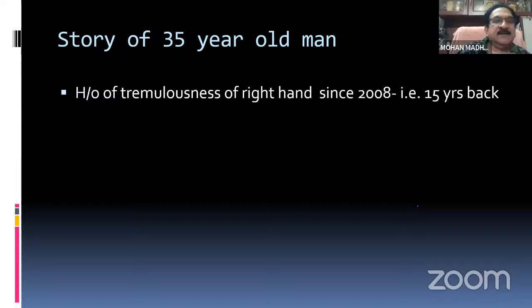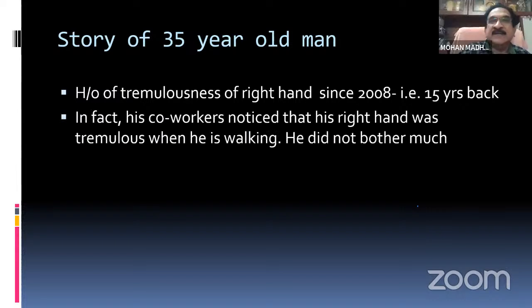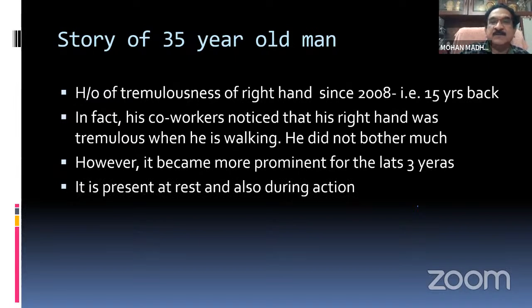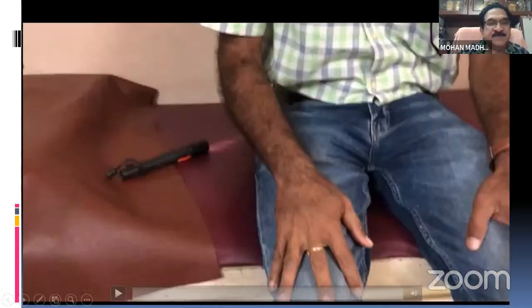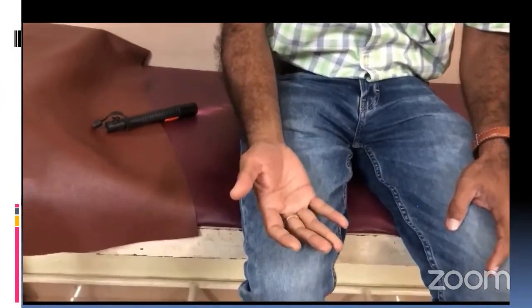Yes. It's a tremulousness of the right hand since 2018. Remember, this is a 34-year-old man, with tremor for the last 15 years. In fact, the tremor was not noticed by him. His co-workers noticed that his right hand was tremulous when he was walking, but he did not bother much about that tremor. However, it became more prominent for the last 3 years. It is present at rest and also during action. There's no other complaint other than the tremor. So this is the tremor of the patient.